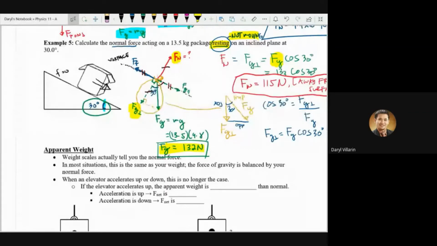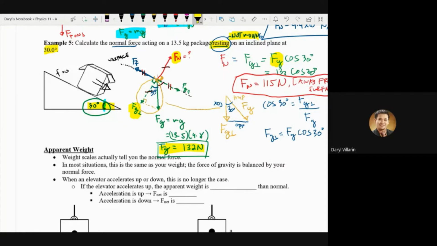So we actually stop at example number 5. In some cases, again, it's only true that the normal force is equivalent to the weight if the object is lying horizontally on a surface. But if in this case, for example, it is somehow inclined, and actually it is inclined 30 degrees from the horizontal, the normal force is no longer equal to your weight.